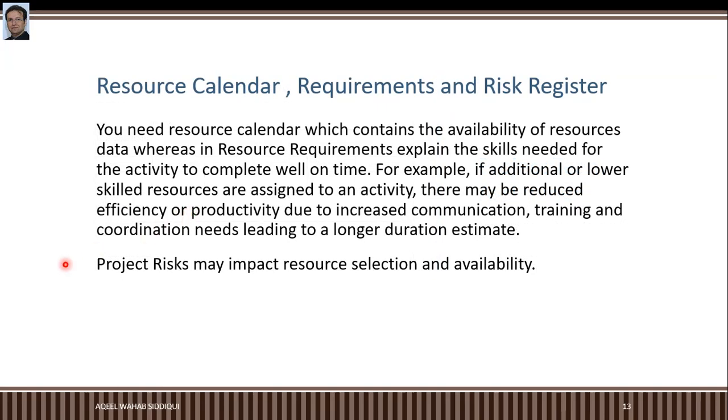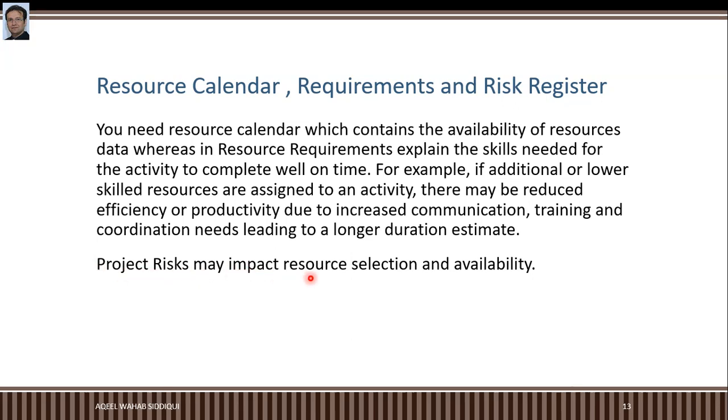You need resource calendar, requirements and risk register. You need the resource calendar, which contains the availability of resources data, whereas resource requirements explain the skills needed for the activity to be completed well on time. For example, if additional or low-skilled resources are assigned to an activity, there may be reduced efficiency or productivity due to increased communication, training and coordination needs, leading to a longer duration estimate. In a project, risk may impact resource selection and availability.